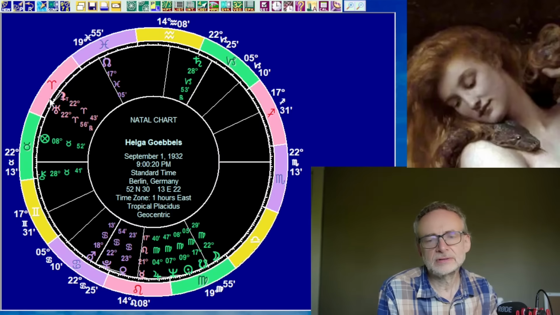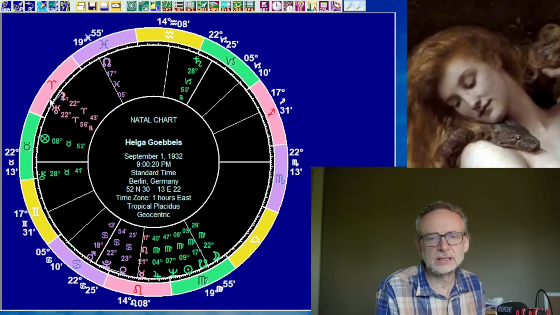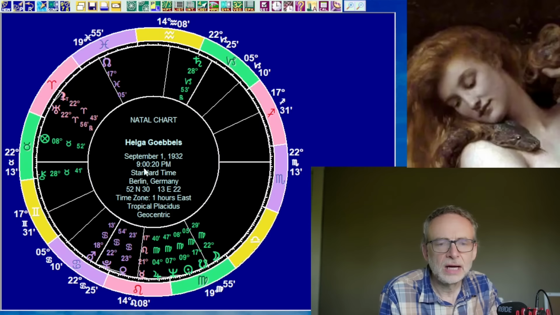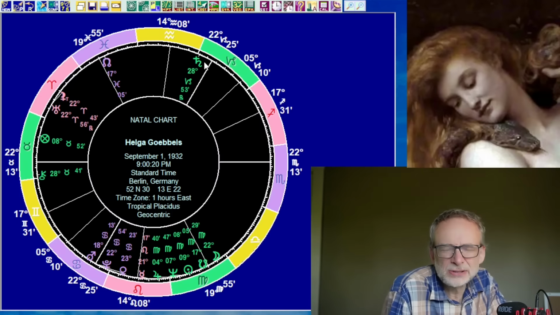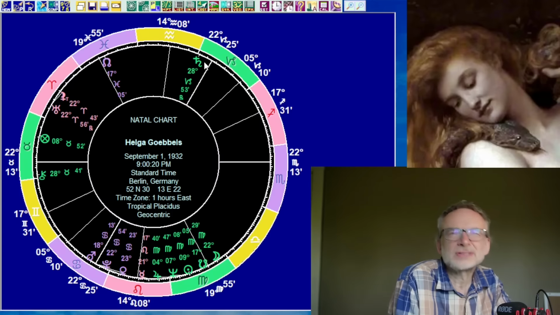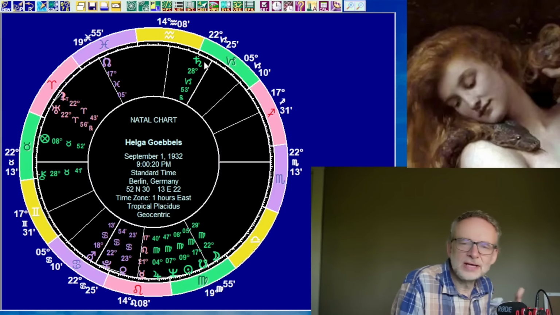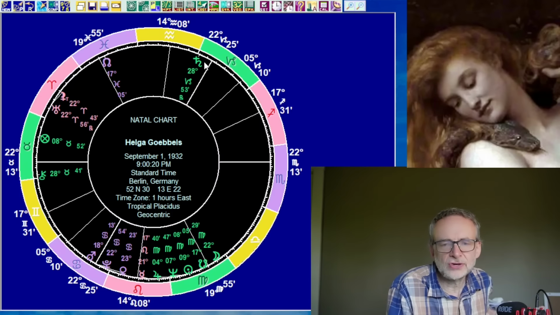Her midheaven, assuming we've got the time right, and German times are usually quite good, is at 22 Capricorn. So that means that her Lilith is square the midheaven. And of course the midheaven is the mother. And so you perhaps get an idea there of the destroying mother.